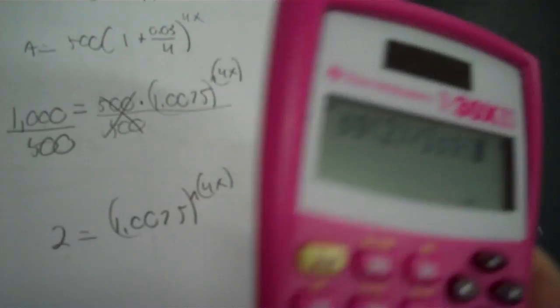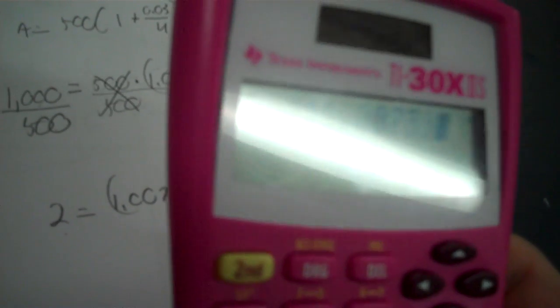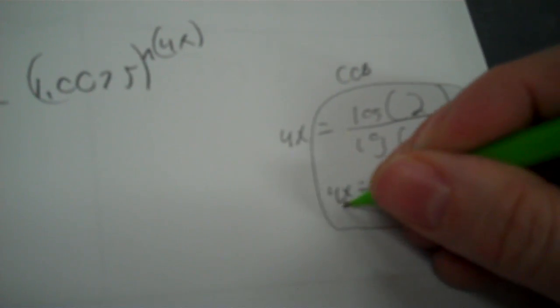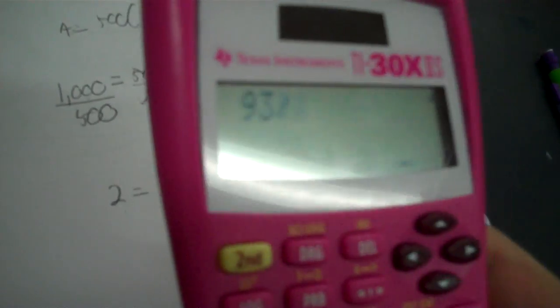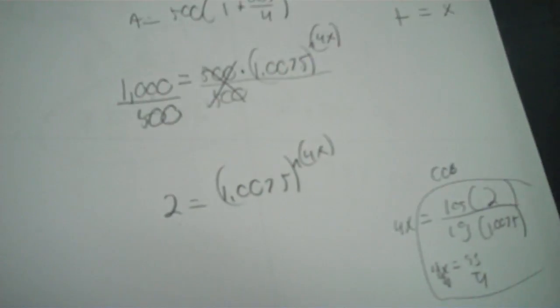So I take log 2 divided by log 1.0075, 93, then I divide both sides by 4. 93 divided by 4 is 23.25. Go 24 on that, 24 years. Because at 23, you'd still be under 1,000. At 24, you'd be over.